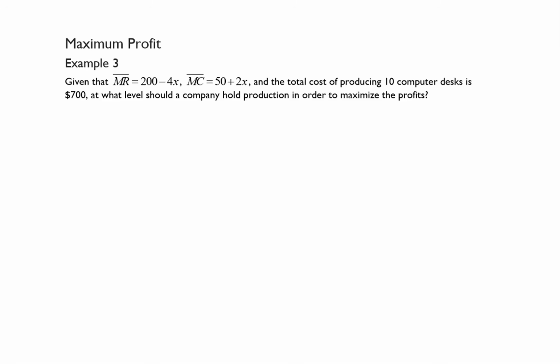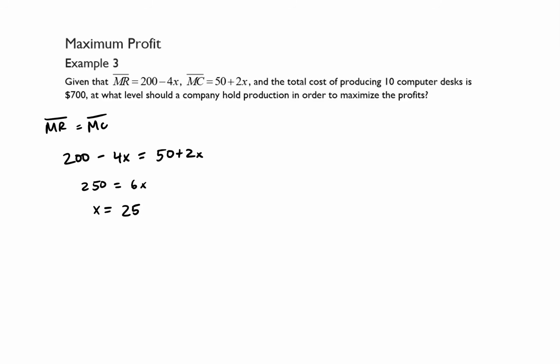So let's set the marginal revenue equal to the marginal cost. We get 200 minus 4x is equal to 50 plus 2x, and we get 250 is equal to 6x, and then we get x is equal to 25.